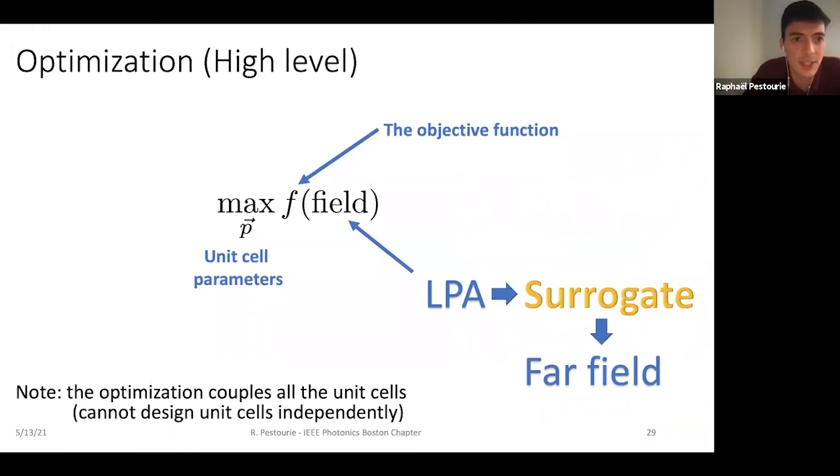The second part to do inverse design is to set it up as an optimization problem. The high level is you want to find the device, so the set of parameters, the parameterization of your structure, which could be hundreds to billions of parameters, that maximizes a function of the electric field. And the electromagnetic field in general can be computed using this local periodic approximation. You can be even faster if you use a surrogate model. Then you can really compute the far field quite quickly at different points.